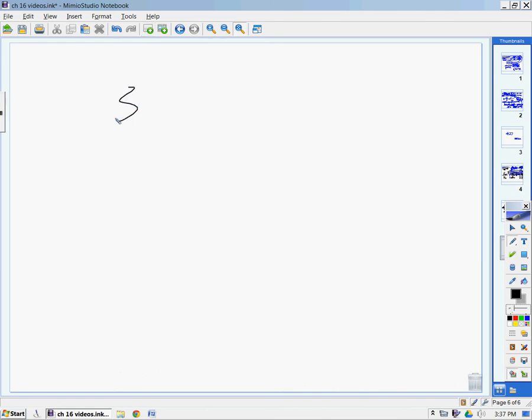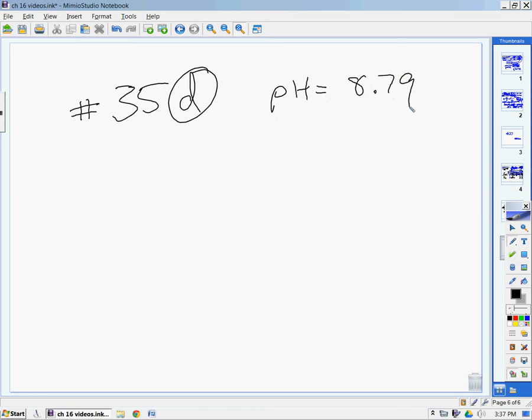If you weren't able to do this problem, you really should do another one. Do number 35, but don't do all of them because it's long and difficult. Just do D. D is a pretty similar problem to this, and I'll give you a hint: the pH at the end of the whole thing should get you 8.79. All right, so that's pretty similar to this problem. Just do it.